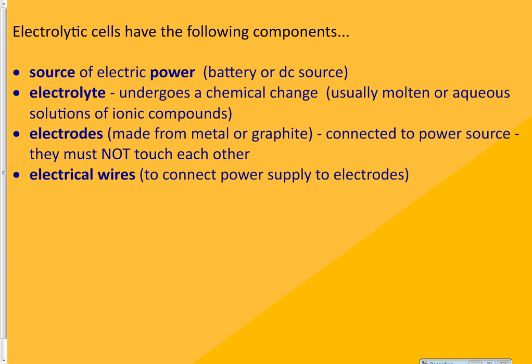You need electrodes, which are either made from some metal or from graphite, and if you don't know what graphite is, it's a form of carbon. And those metals are connected to the power source, and it's very important that they don't touch each other when you're doing the reaction. And then lastly, you need some electrical wires so we can get the electrodes to the battery or the power supply that we're using.